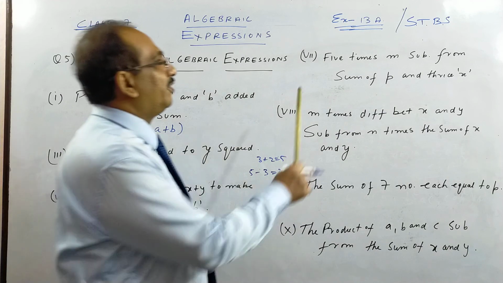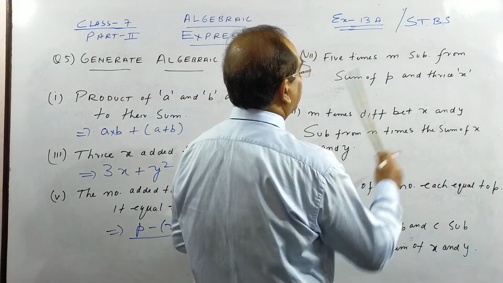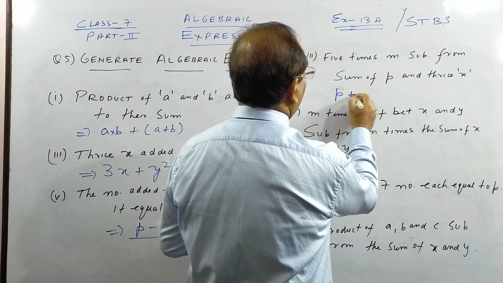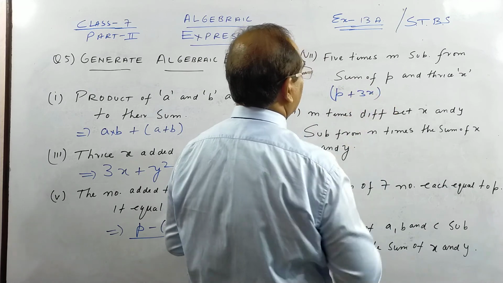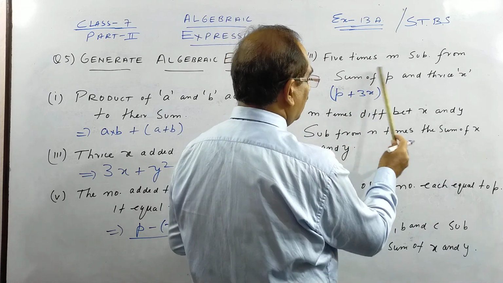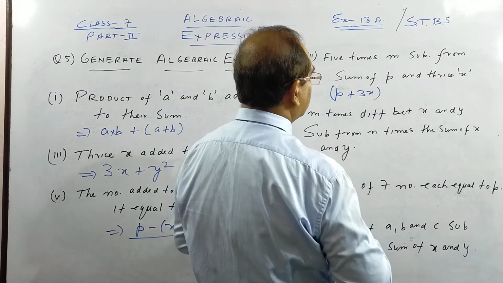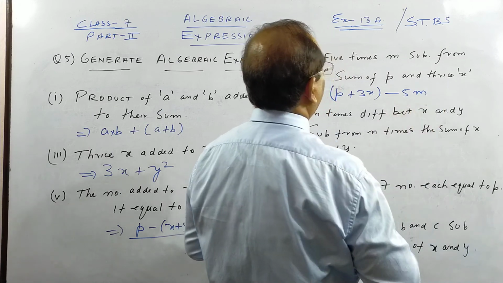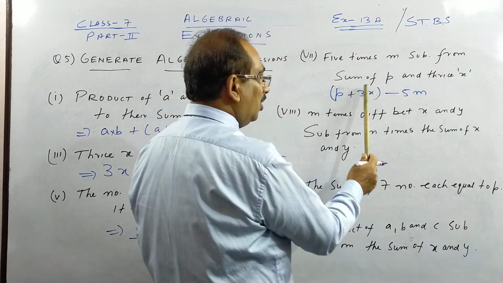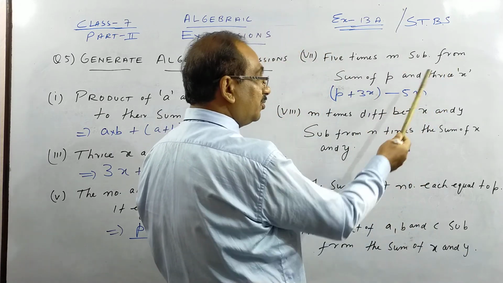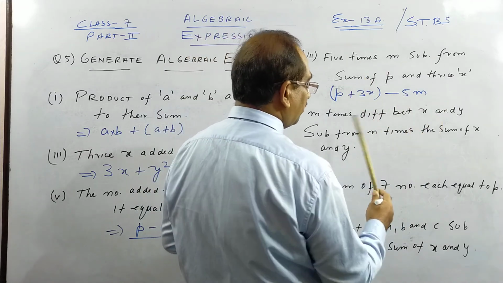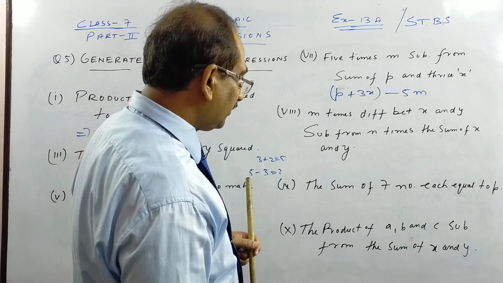Now you have 5 times m subtracted from the sum of p and thrice x. Sum of p plus thrice x, from which you subtract 5 times m. "5 times m subtracted from", so this will come first. Sometimes you have to see that this part will come first. Sum of p and thrice x, you subtract 5 times m.